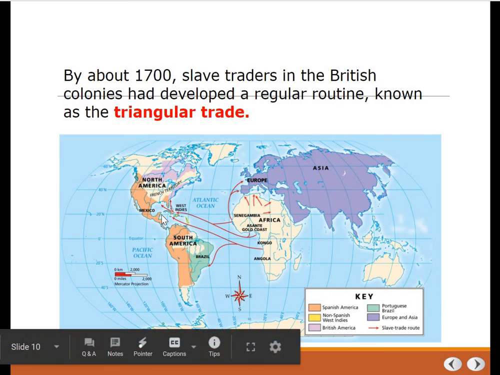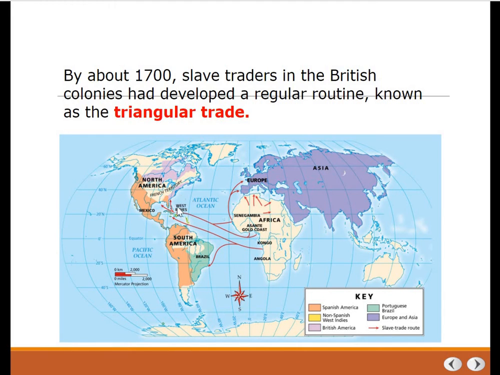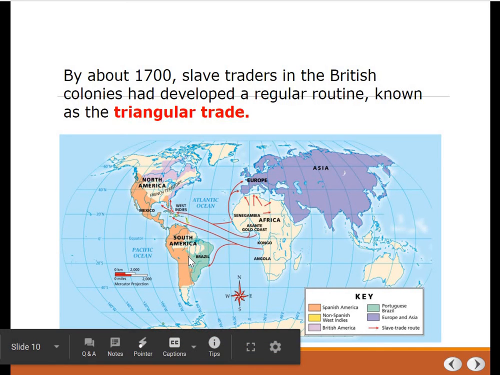This is a map of the triangular trade. The colonies here would buy sugar and molasses from the Indies, make rum, take rum to Africa in exchange for people. So this is the exodus of people out of Africa, the forced exodus.